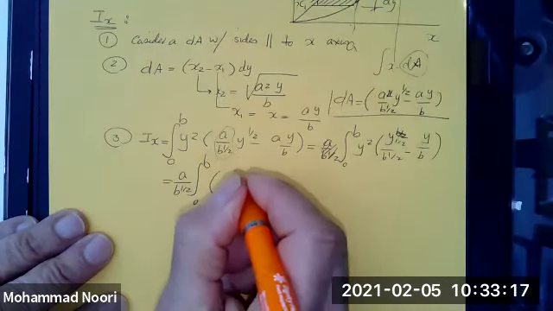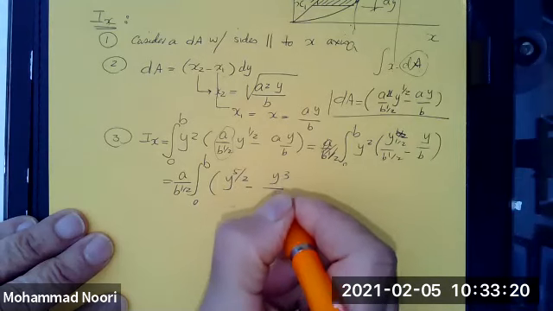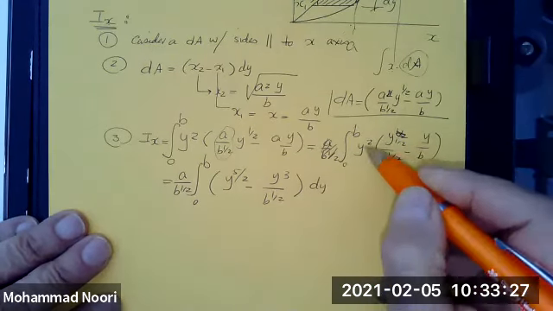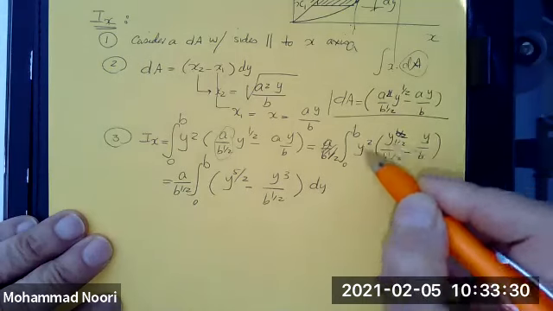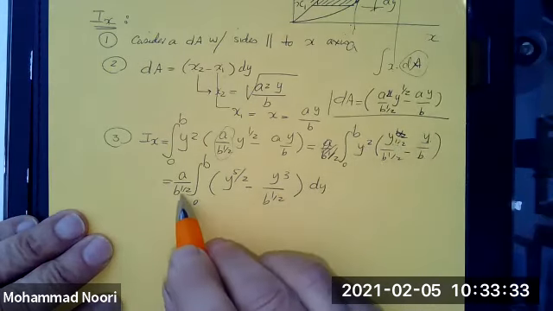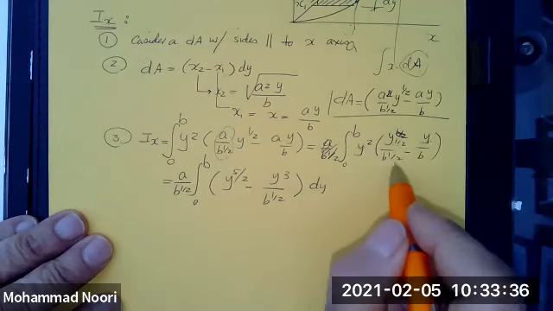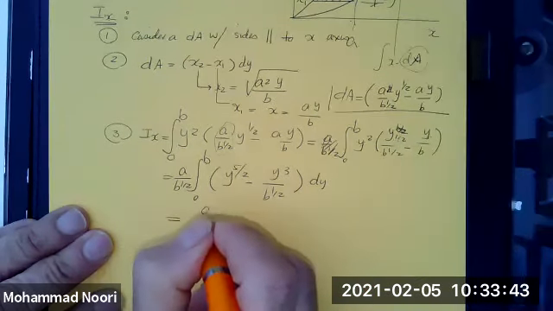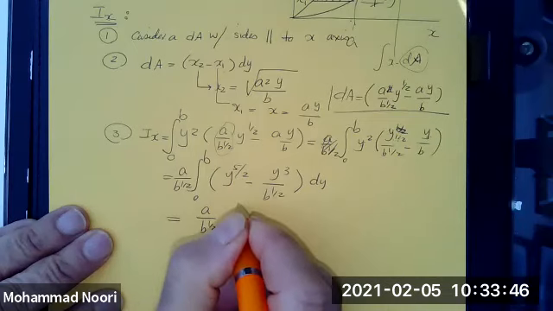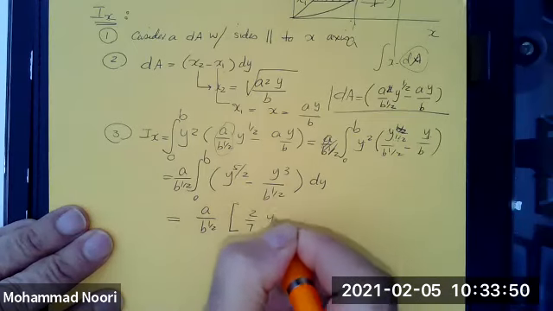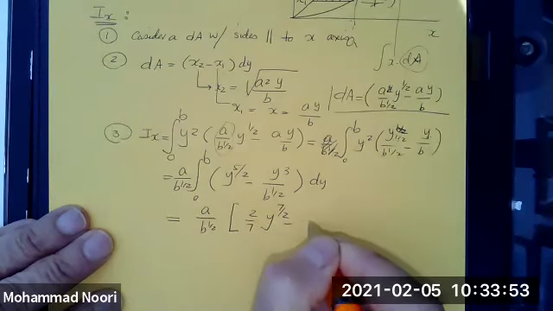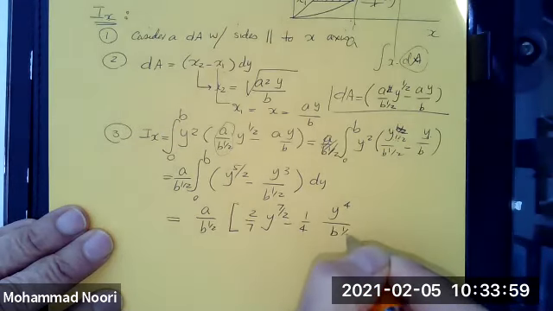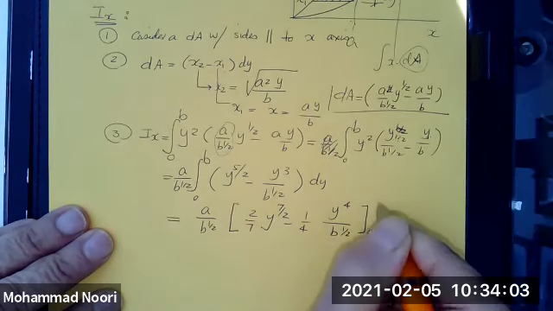y to the 5 half minus y 3 over b half dy. So multiplied by y squared, so y to the 5 half, and then I had taken b to the 1 half out, so this goes out and you have this. So simplify that, okay? So perform the integration, you get a over b half, 2/7 of y 7 half minus 1/4 of y 4 over b half, evaluated from 0 to b.